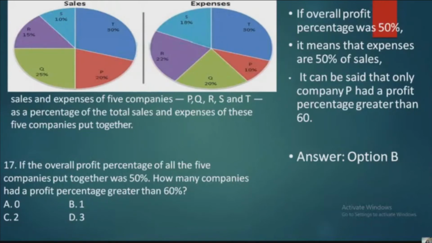If the overall profit percentage of all the 5 companies put together was 50%, how many companies had a profit percentage greater than 60? So you have to find how many companies had a percentage profit greater than 60%. See, the overall profit percentage is 50, which is already given, right? So now how many companies had a profit percentage greater than 60%?